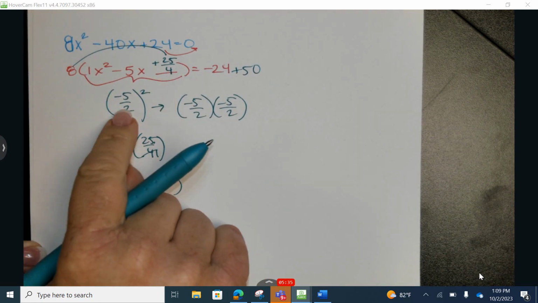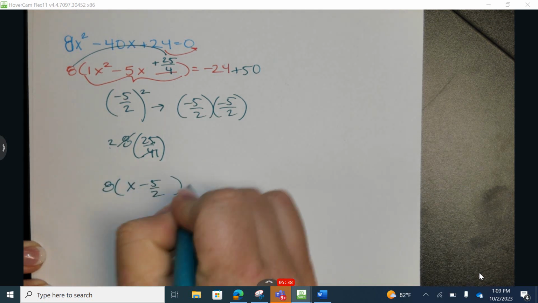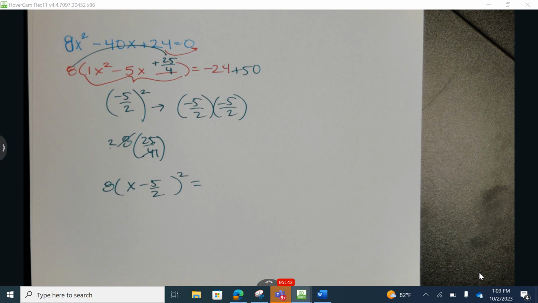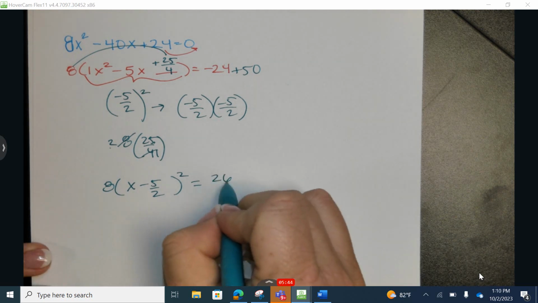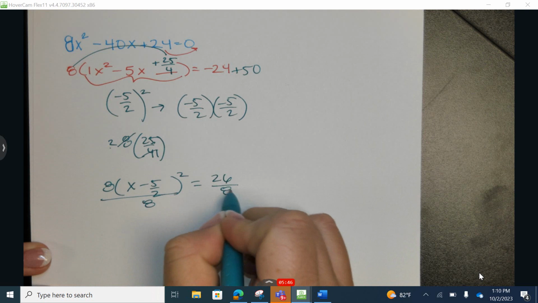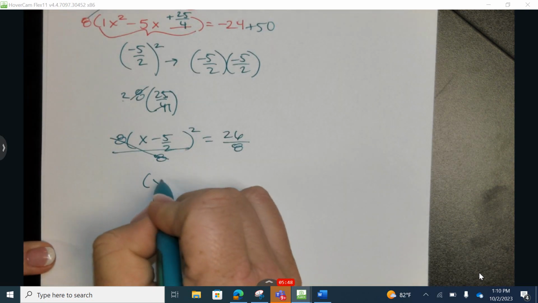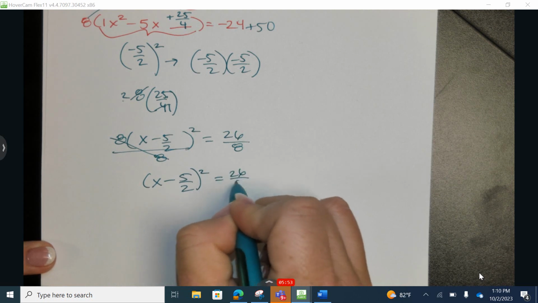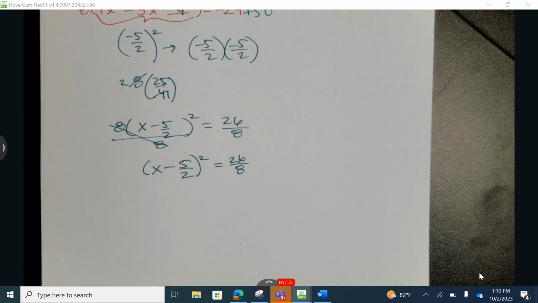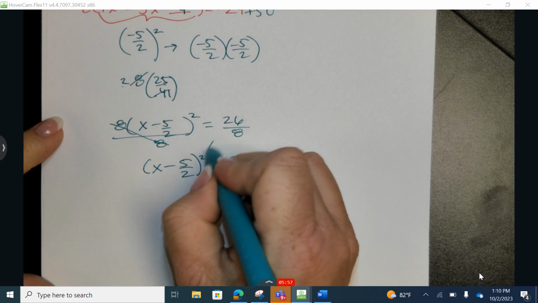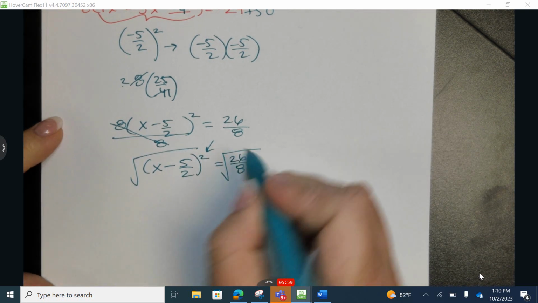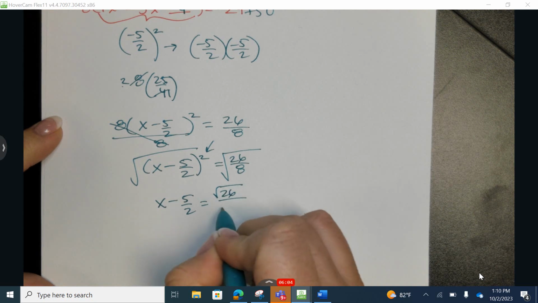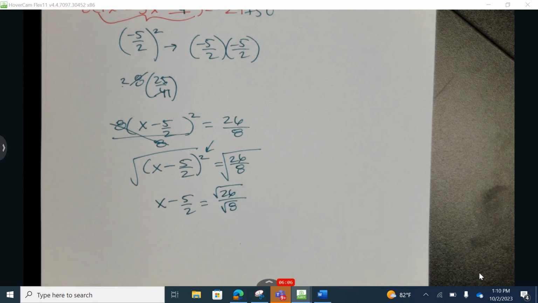Inside, I take whatever was here, and I write it down again. That's my shortcut. On the right-hand side, when I subtract 24 from 50, I end up with 26. Dividing by 8, I have x minus 5 halves squared equals 26 over 8. Okay, this tells me I'm going to have two answers. Take the square root, x minus 5 halves. Now I'm going to break this apart. I have 26 over 8.